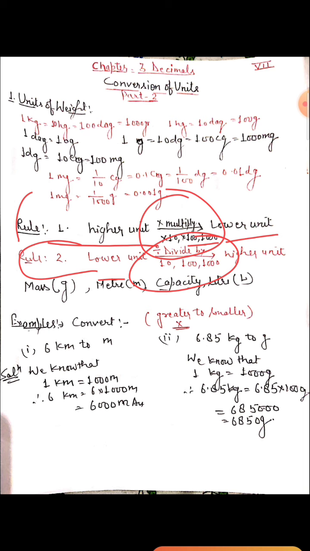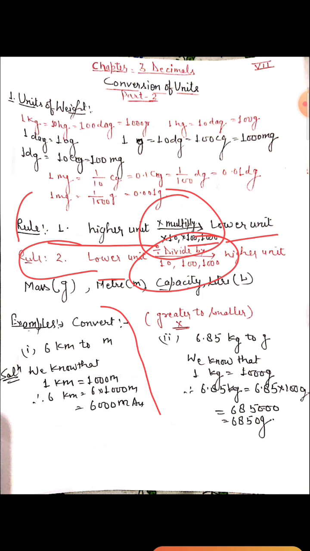This is very important, keep in mind. When we convert any greater unit to small unit, then we convert by multiplication, multiplying by 10, 100 and 1000. And when we convert any smaller to greater unit, then we convert by division, dividing by 10, 100 and 1000. So look here, some examples are here.